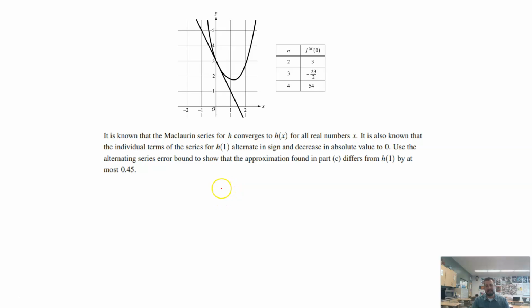Now remember, anytime we're using an alternating series error bound, we just use the next unused term to do that. So our polynomial went up to x to the third, so I need to make x to the fourth. That's 54 times x minus 0 to the fourth power over 4 factorial. And 4 factorial is 4 times 3 times 2 times 1, that's 24. So I get 54 over 24 times x to the fourth. So that's my next unused term.